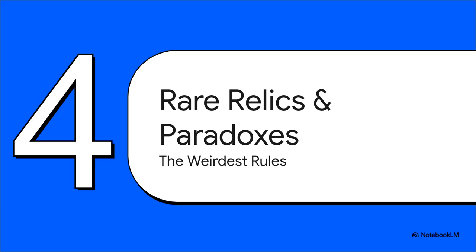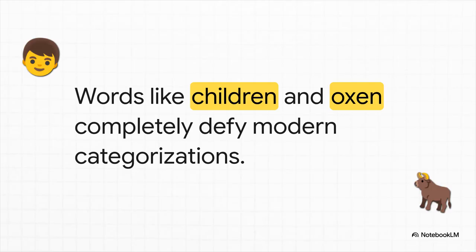Finally, let's hit Section 4, rare relics and paradoxes. We definitely saved the weirdest rules from our source for last. The text labels words like children and oxen as rare plurals. And yeah, they totally defy modern categories. We don't say childs or oxens, we tack on an EN or an RN. They sound so ancient, don't they? It's like they're these rare grammatical relics perfectly preserved in our everyday speech, just completely ignoring that golden rule we started with.